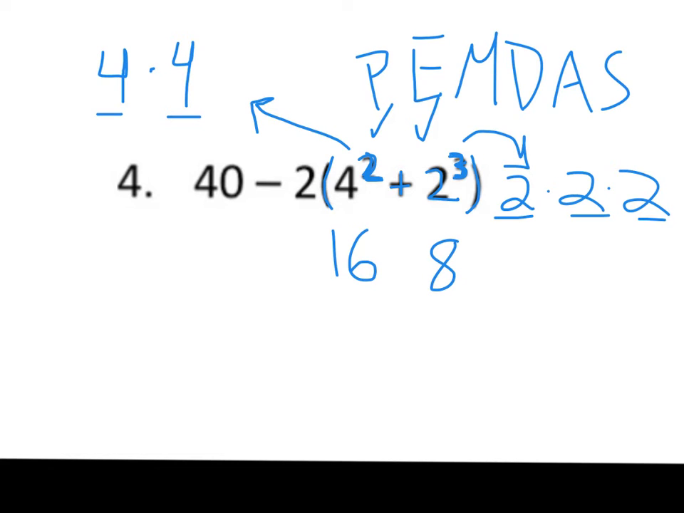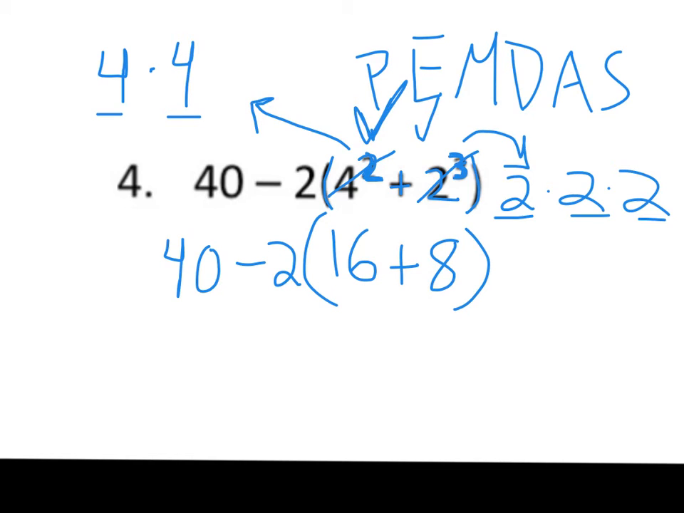Bring down the rest of the expression. Bring down whatever you did not use. You used this and you used that. Everything else gets copied. 16 plus 8 is next because we're still in the parentheses. 16 plus 8, let's see, 24. Bring down the parentheses, bring down the 40, bring down the minus 2.